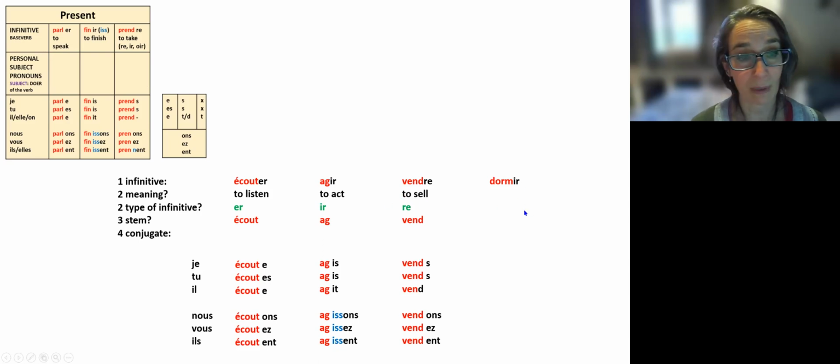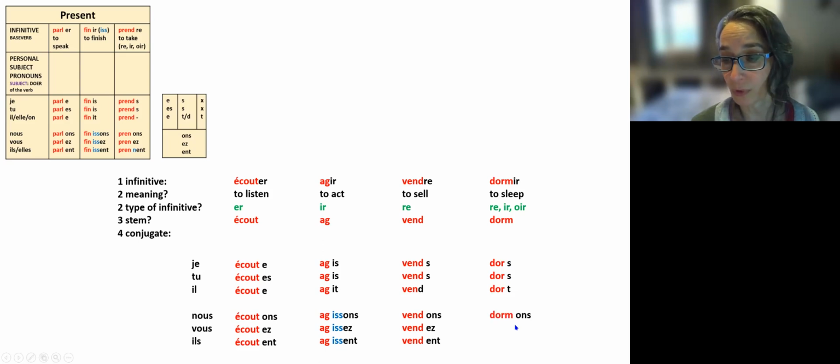So dormir, meaning to sleep. Type of infinitive. That one. Okay, RE, or right, the third one. But remember, if it's not EESE, it's SST or similar. Okay, so what is the stem? Dorme. Let's conjugate. Je dors. Okay, so just an S. Tu dors. Il dort. With a T, SST. Nous dormons. Vous dormez. Ils dorment.